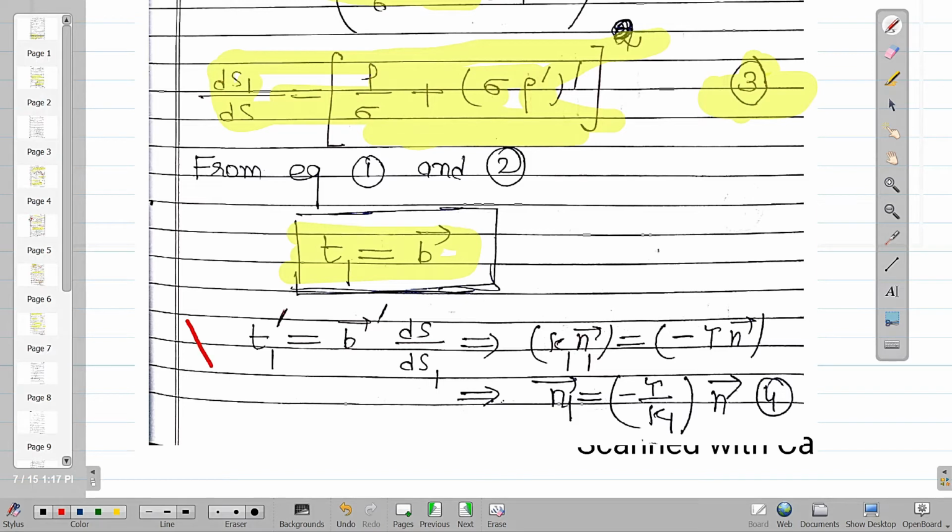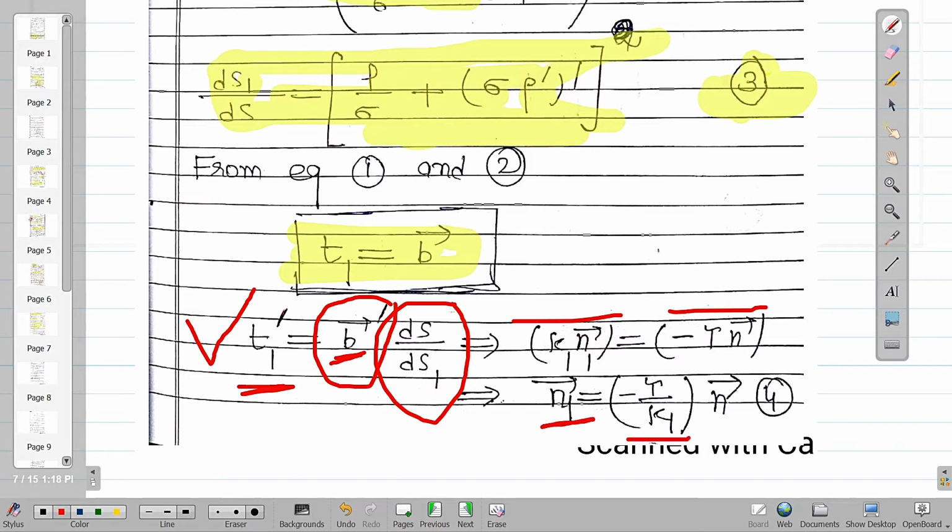Now again differentiate this with respect to s1. Now we will differentiate through s. It is again multiplied by ds into ds1, using the value of b dash, which is kappa n1. This is the value of t1 dash, which is kappa n1, right? And what is the value of b dash, which is minus tau n? So from this, we get n1, which is equal to minus tau by kappa 1 into n1 vector.